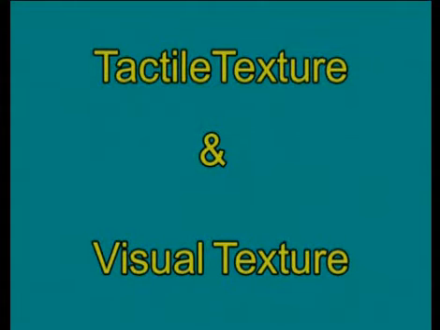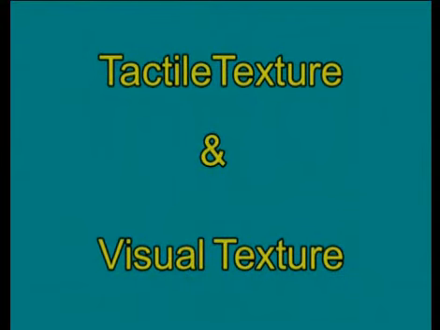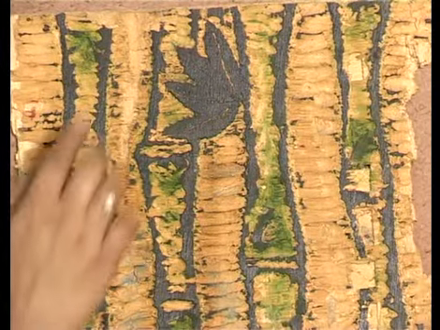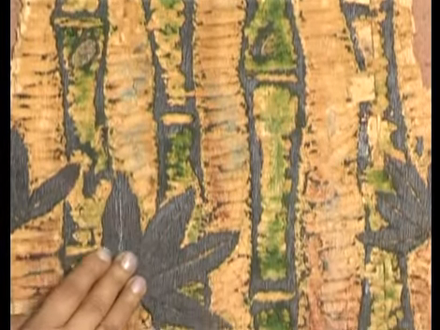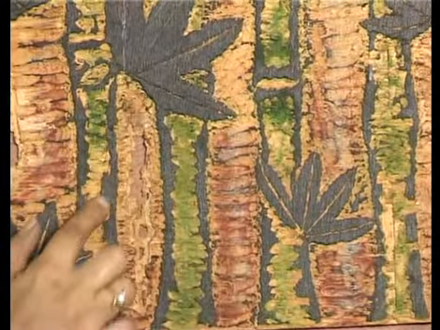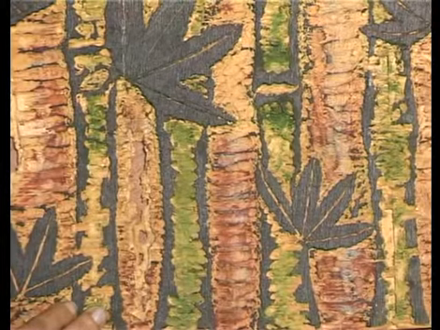The knowledge of texture can be obtained through the following two ways. One is tactile and the other one is visual. Tactile texture. Tactile texture is the actual 3D feel of a texture. Tactile means touch. When we feel the hardness and softness of an object by touch, that is tactile texture.